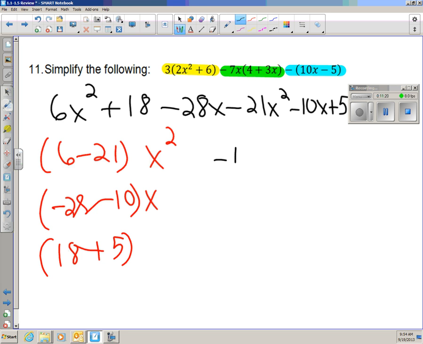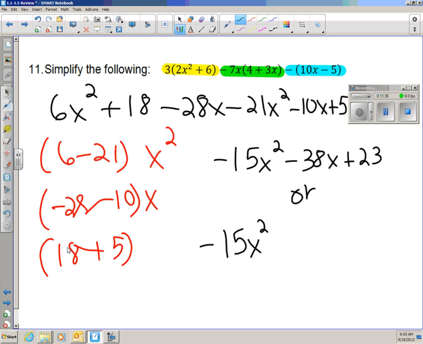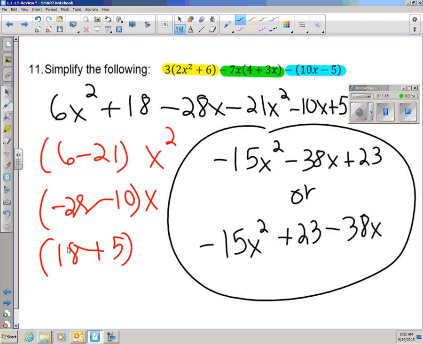So my x squareds total to negative 15x squared. My x's become negative 38x, and my term without x becomes 23. Some of you guys might have used the commutative property, and maybe you decided to do your constant terms first, and then maybe your x's were last. It doesn't matter what your final answer is. Commutative property is fine. Just make sure you get the appropriate sign with the appropriate value.